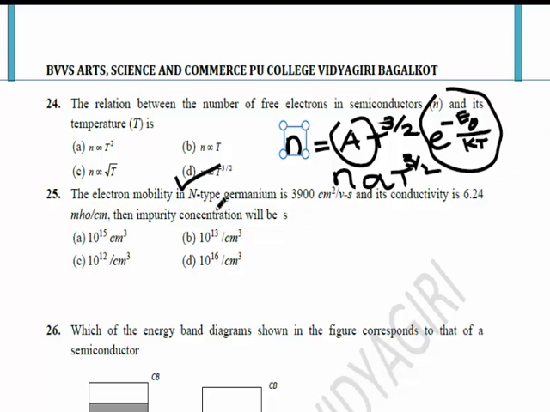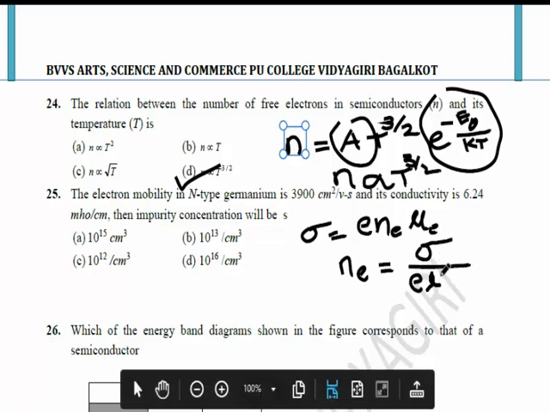25th. The electron mobility in n-type germanium is 3900 and its conductivity is 6.24. Then the impurity concentration will be? Impurity concentration means number of free electrons. We know that conductivity sigma is written as E into Ne into mobility of free electrons. So we want Ne, number of free electrons. Ne equal to what? The formula will become sigma, conductivity, divided by E into mu E.